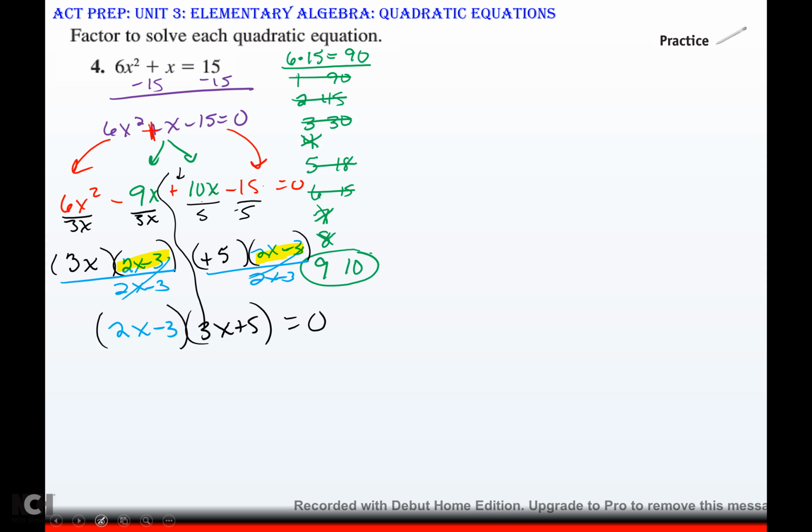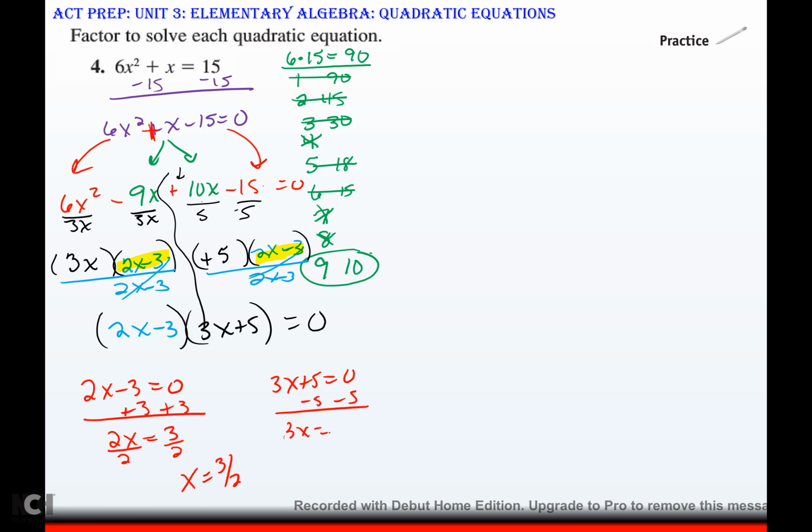Okay, we factored, we didn't solve. To solve, I got to set the factors to 0 and get x alone. So 2x minus 3 equals 0. I'm going to add 3. I get 2x equals 3. Divide by 2. I get x equals 3 halves. Solve the second one. 3x plus 5 equals 0. Minus 5. 3x equals negative 5. Divide by 3. And x equals negative 5/3. Those are my two solutions.